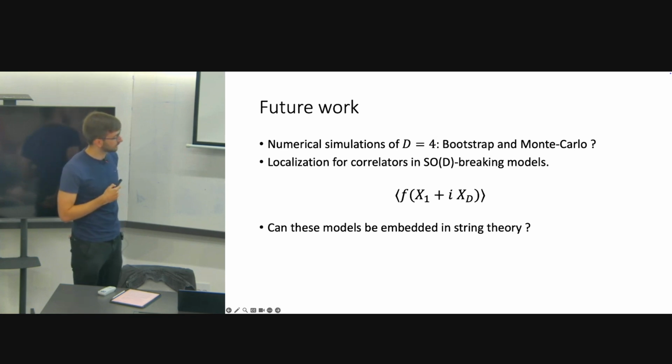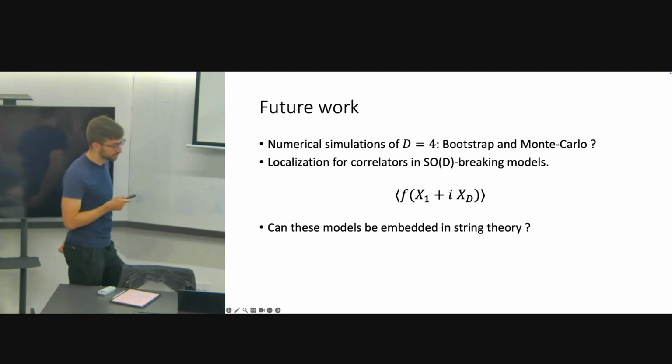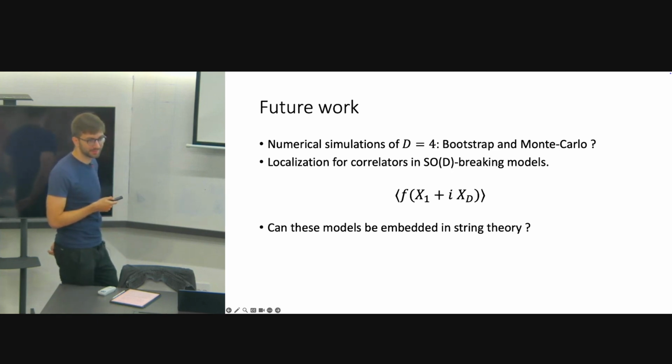Then the second point is that I did not compute every possible thing I could compute in these models. One could do localization to compute this type of correlators. That doesn't depend on dimension. We can also do localization not only in 10D, but also in lower dimensions. The only specialty is that this type of observable is trivial when you have an SO2 among X1 and XD. So it's only when SOD is broken that this type of observable is interesting.